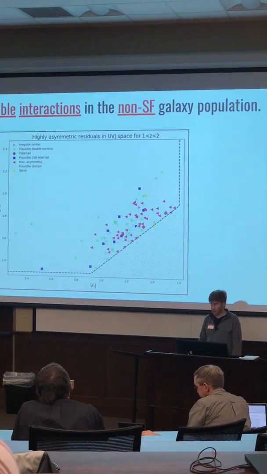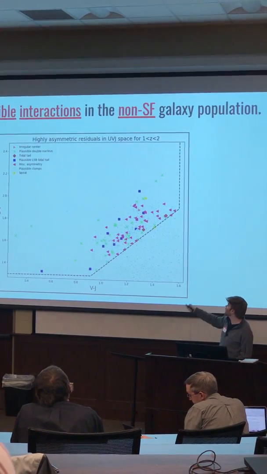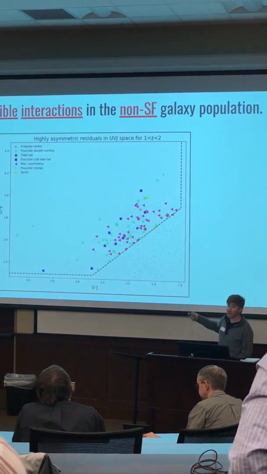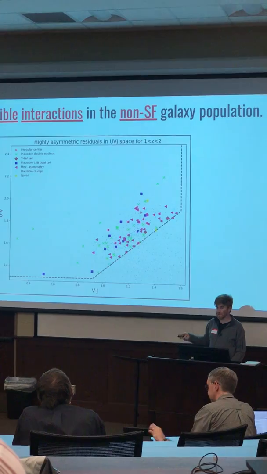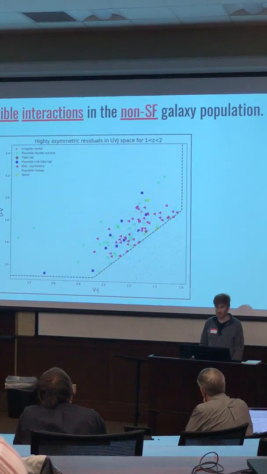And I'll zoom in again on the non-star forming population. These are all of the sorts of irregular, asymmetric, high surface brightness objects that we found that I wouldn't necessarily expect to find in the non-star forming population.